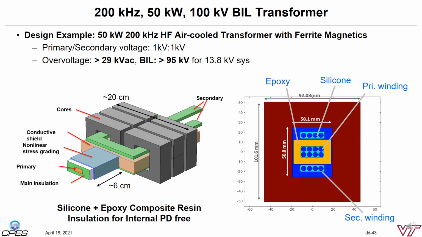So let me showcase the design considerations by using an example. In this example, we need to design a 50 kilowatt, 200 kHz high-frequency transformer unit with over 100 kV BIL level for 13.8 kV medium voltage applications. The transformer ratio is 1:1, and the applied terminal voltage on both sides is 1.2 kV.